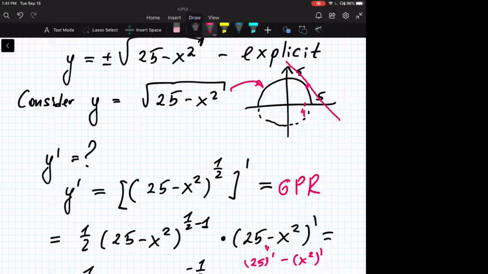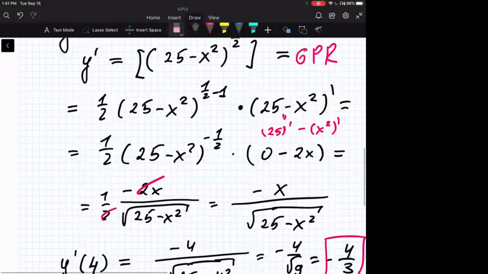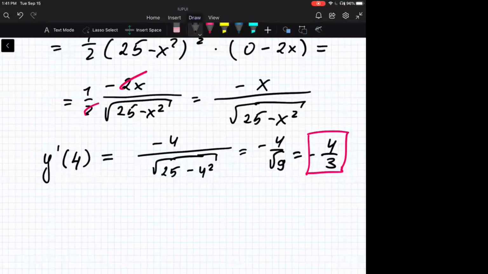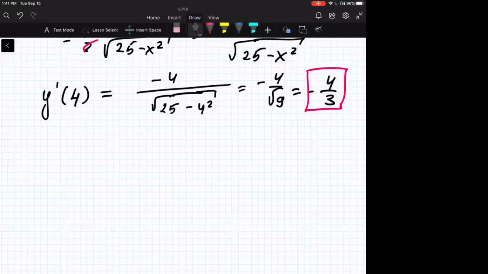And of course, if you repeat the same story with the lower part of the circle, then you'll get this tangent line. And this corresponds to the choice minus here. But that's what I don't want to do. Instead of that, we will implicitly differentiate our equation of the circle. So what does it mean? It means the second way, implicit.